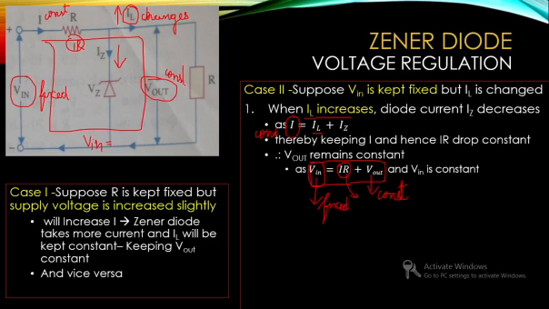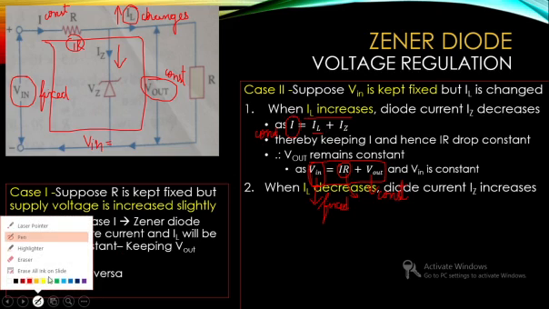Is that clear? What we have kept constant is the input supply. When the input supply is constant, we should get a constant output too; that is the main aim of regulation. To get it constant, in the closed circuit there is a voltage drop across the series resistance R. For that drop to be constant, the current has to be constant. How can the current be constant? IL is already changing, so if IZ changes inversely we can keep the current constant using this equation. Okay, so that is clear. I hope it is clear.